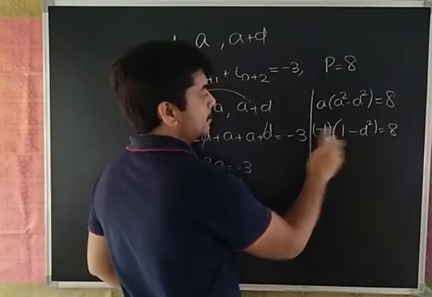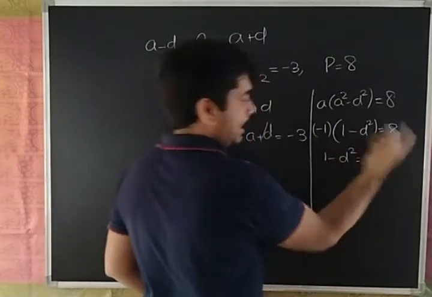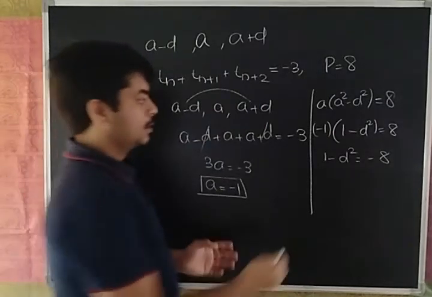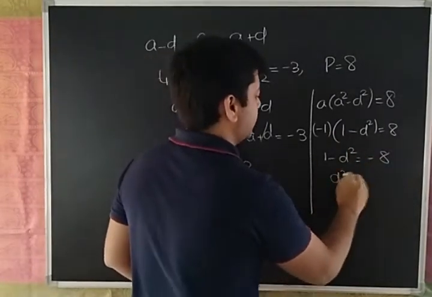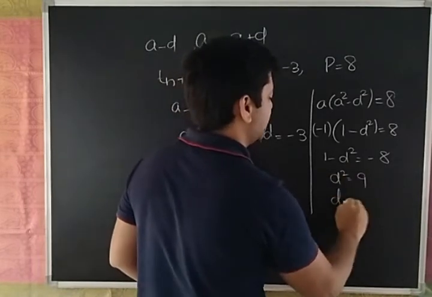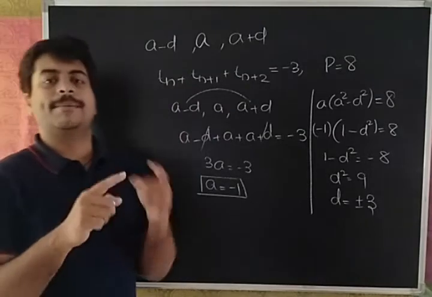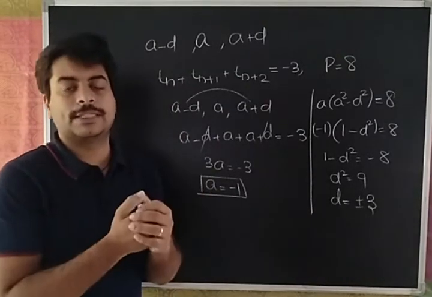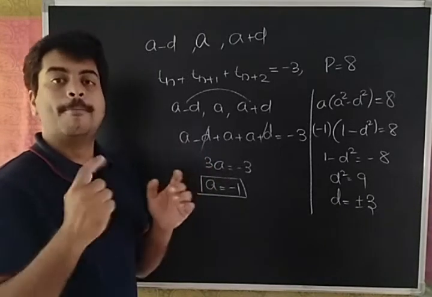Correct? So send this minus 1 here. 1 minus D square is equal to minus 8. So send D square that side and 8 this side. So you will have D square is equal to 9, and you will be having D is equal to plus or minus 3. Common difference being plus or minus 3. What is the meaning of plus or minus 3? That means you may have a number 3 or you may have a number minus 3.